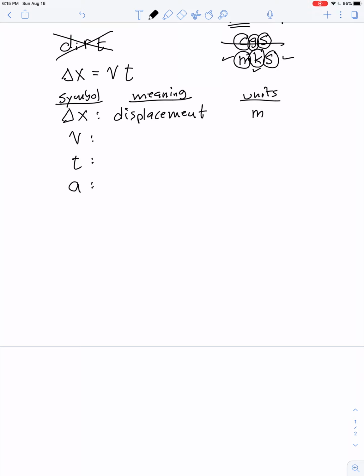For example, v represents velocity, and there's no single unit for measuring velocity. It's just a combination of meters and seconds, right? Your speed is how many meters you cover per second. We could use miles per hour, but we're going to stick to the MKS system. So t obviously stands for time. That would be measured in seconds.